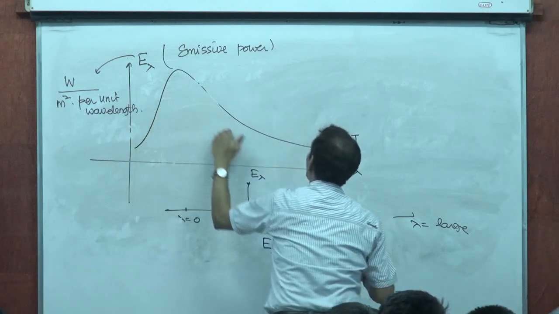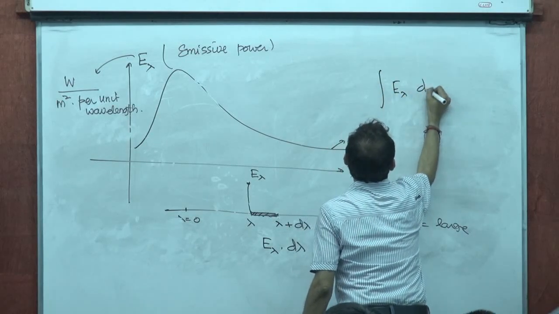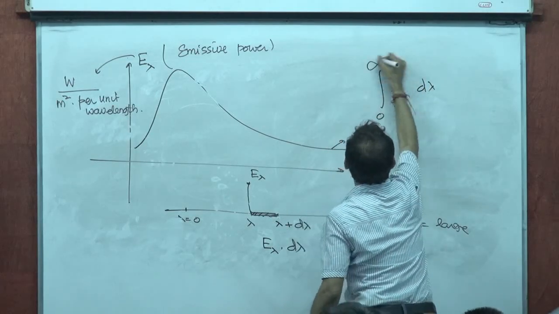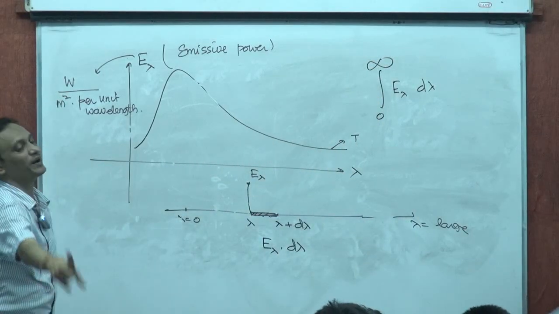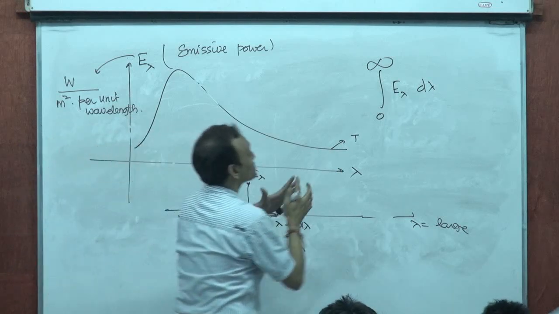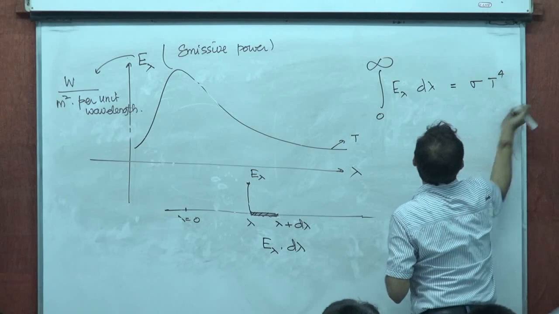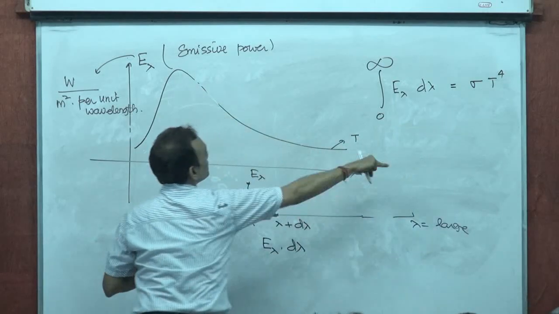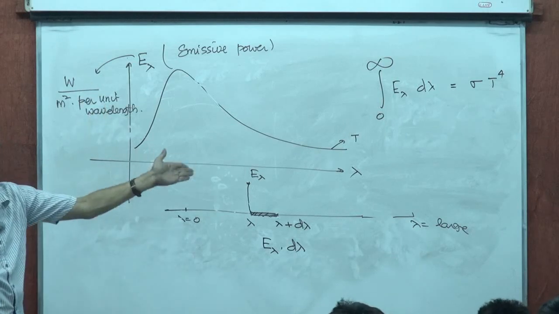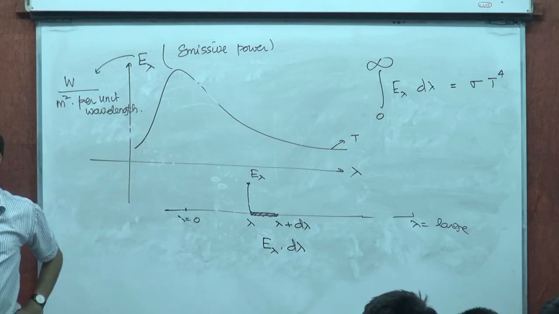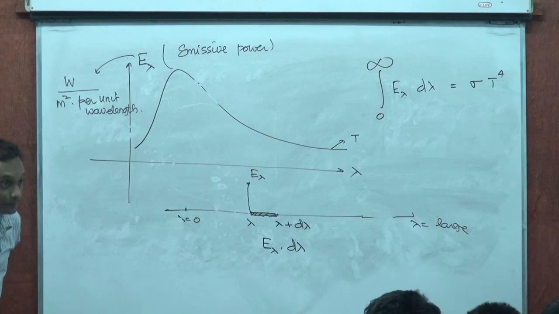So the total area under this curve, lambda equal to 0 to infinity, the total area under this curve, E lambda d lambda, would be sigma T to power 4. Absolutely would be. This is the total energy, watts per meter squared. This will be proportional to the fourth power of the temperature. The area under this bell-shaped curve is going to be sigma T to power 4, right?